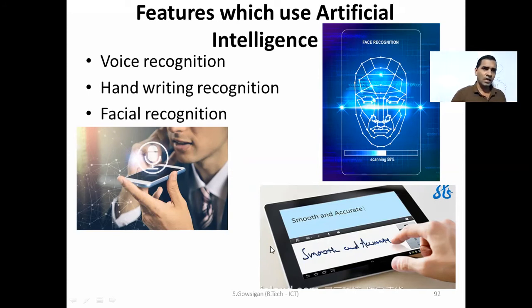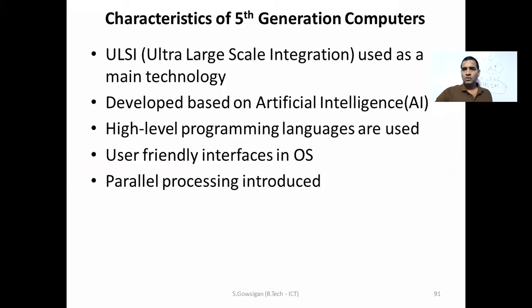Okay, sometimes eye tracking recognition is also there. Your eyes can be tracked or scanned, and by using the eyes, people can be identified. There may be many, right? Look at the characteristics. First one, ultra large scale integrated circuit (ULSI) used as the main technology, so developed based on AI. I already mentioned AI is actually not a device. AI is a technology. So when you use ULSI, it is possible to have AI, artificial intelligence.